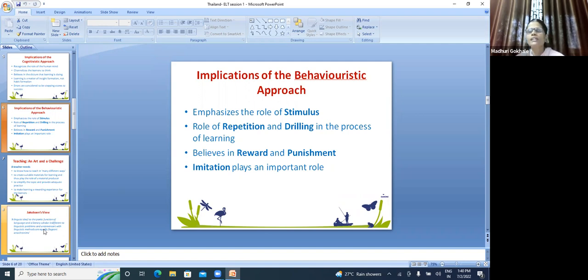Then, the behavioristic approach also emphasized the role of repetition and drilling. Behaviorists believe that if we repeat, we learn. If there is drilling, we learn. To give you one example, all of us have learned our tables in mathematics through repetition, right? We learn the past tense and the past participle form of the verb through repetition. For example, go, went, gone. Think, thought. So somewhere repetition can be useful, and behaviorism focused a lot on repetition. Behaviorism also believed that both reward and punishment are important in learning.